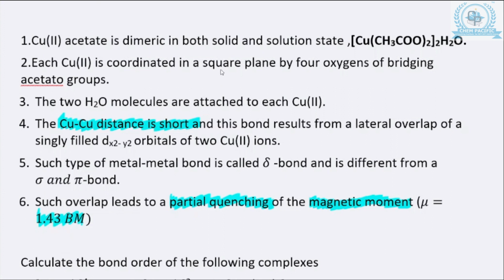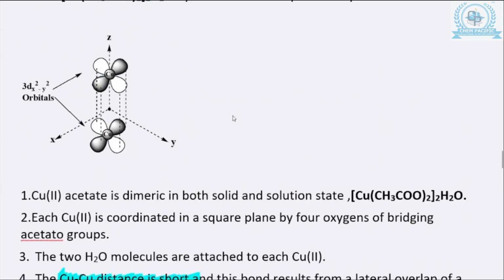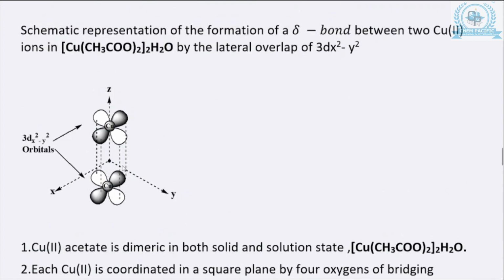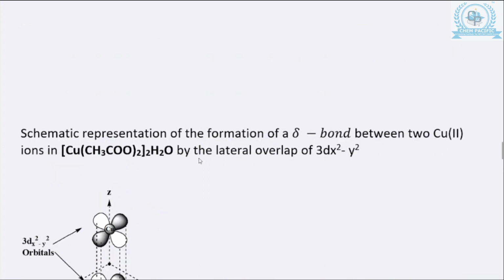So if we expect a bond formation between the two, then the bond length that should have resulted from it, the experimental value is even shorter than that. Why is it so? Now let's study that.